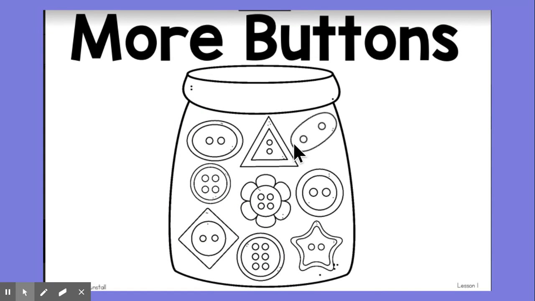More Buttons. So we're going to be reading the More Buttons book to help us compare sets of objects. Throughout the book, we're going to be looking at jars of buttons, and we're going to compare and decide which one has more. Okay, let's begin. More Buttons.